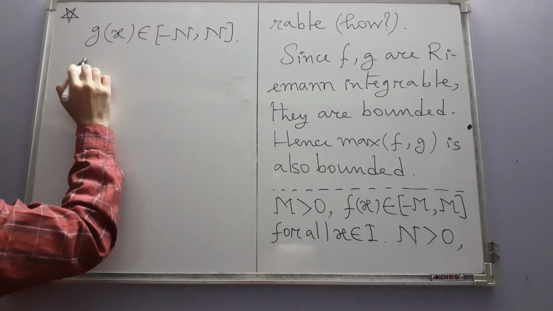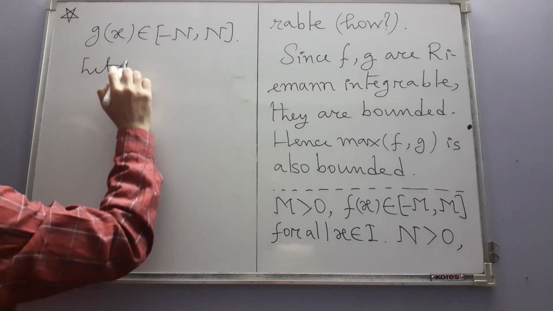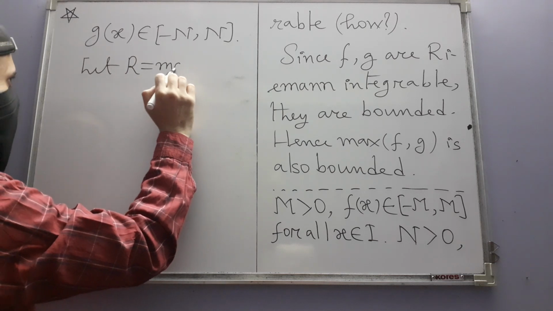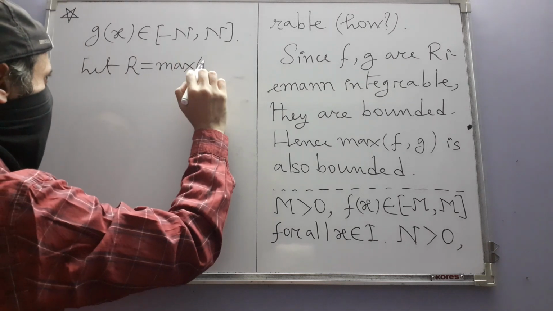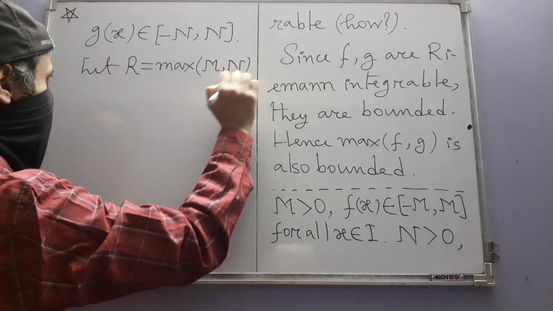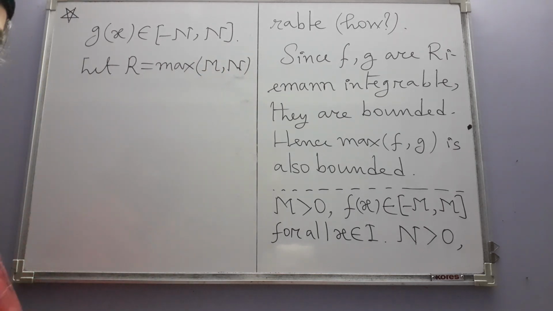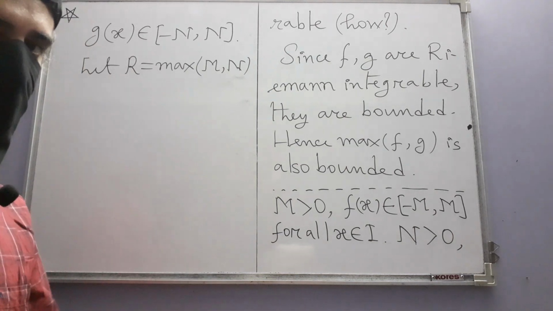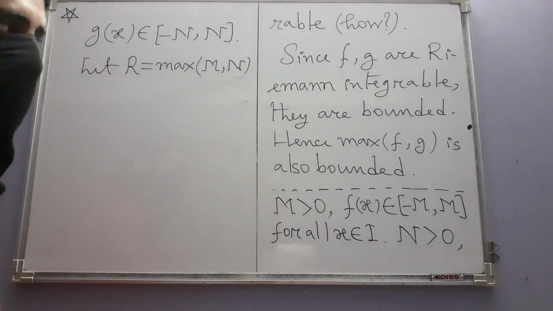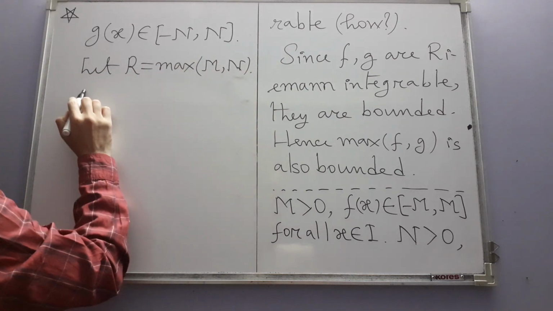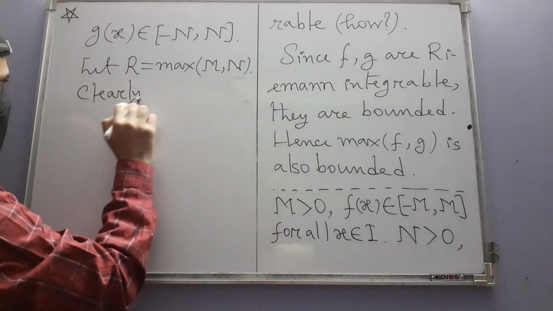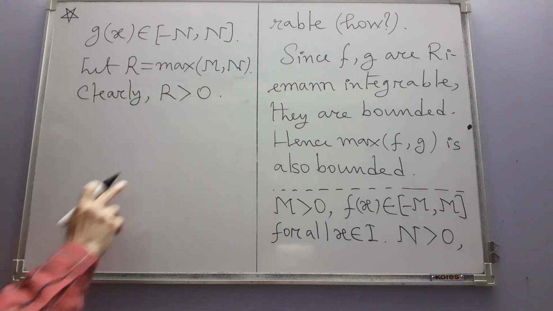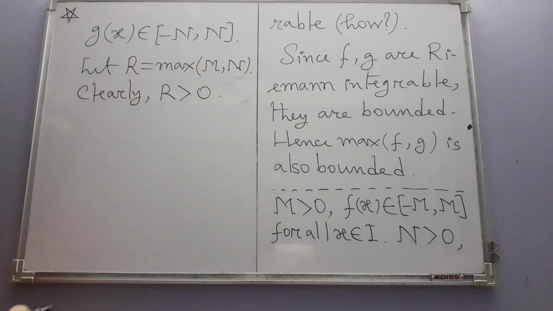Okay, now what shall I take? Let me just write R. Let R be the maximum of m and n. One of them will be greater than the other, so R is the greater one, or they can be equal also. In that case, R is equal to both of them. So obviously, R is greater than 0. R is also a positive real number because it's actually just either m or n.